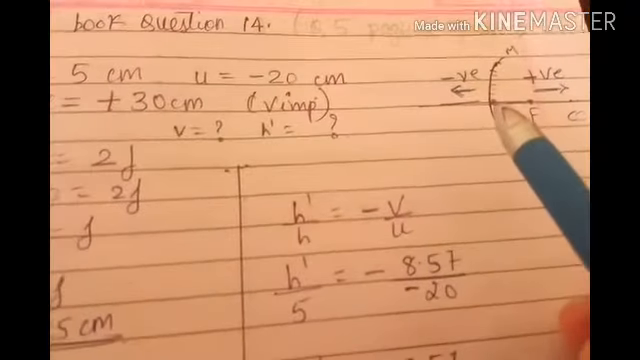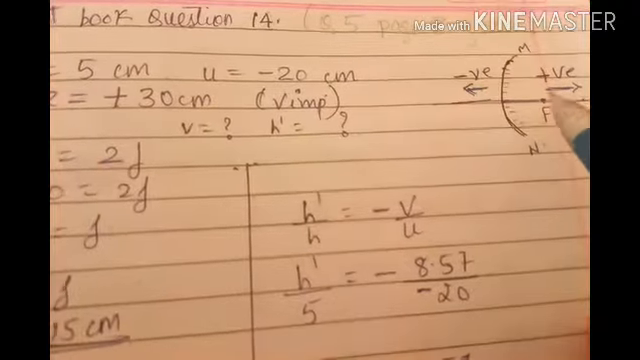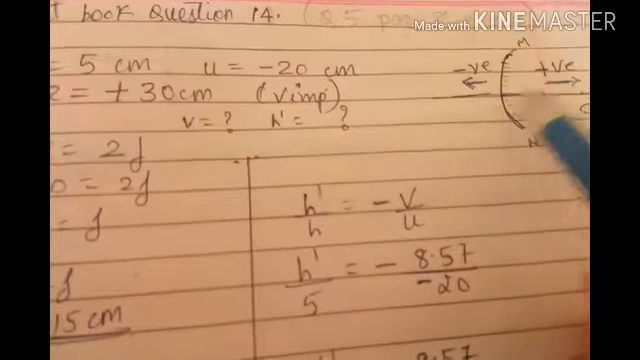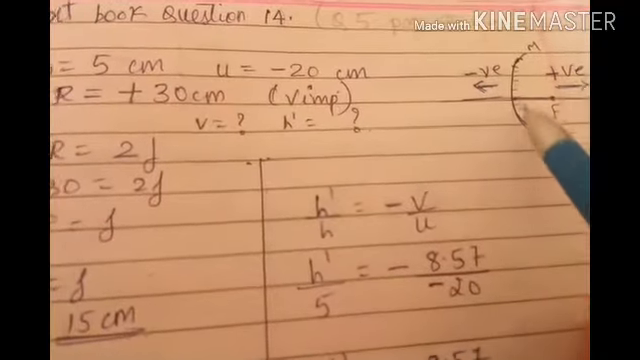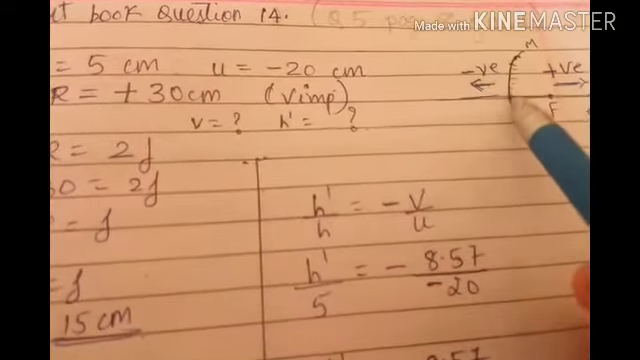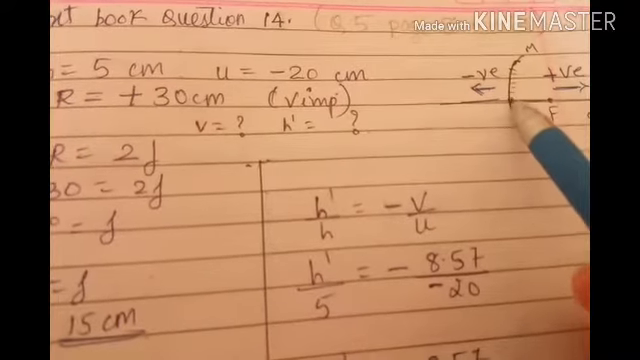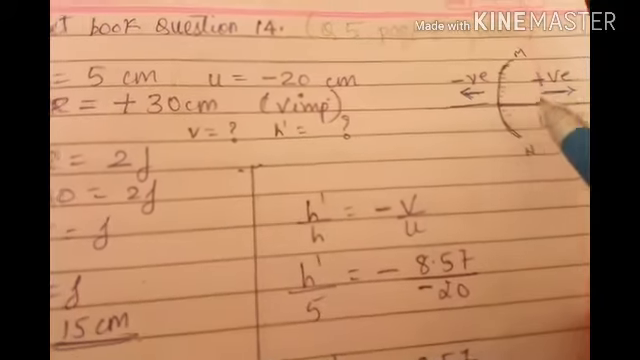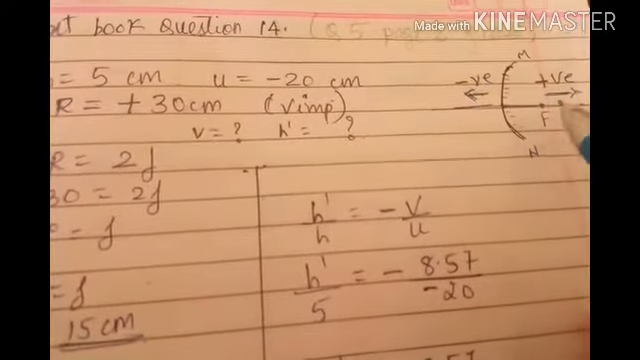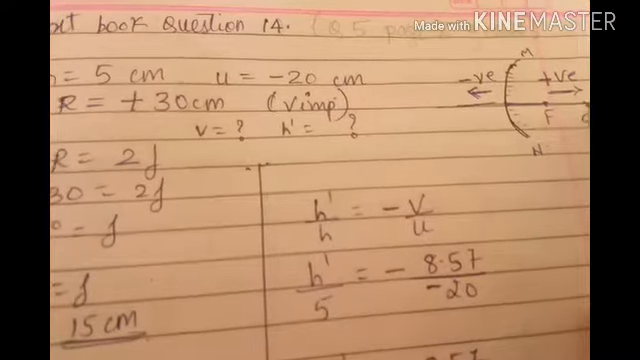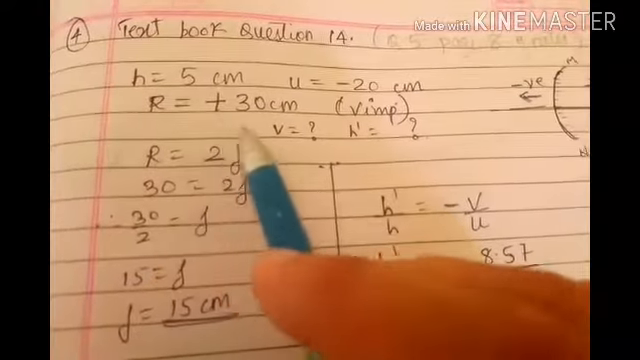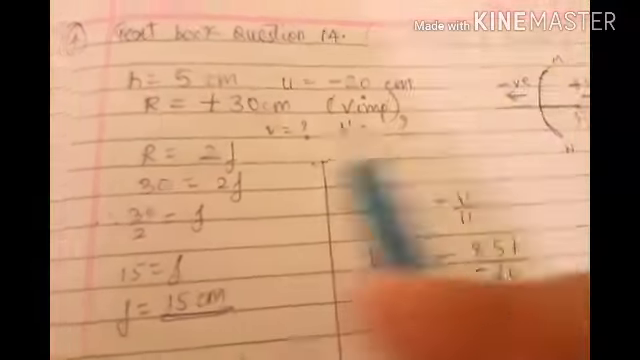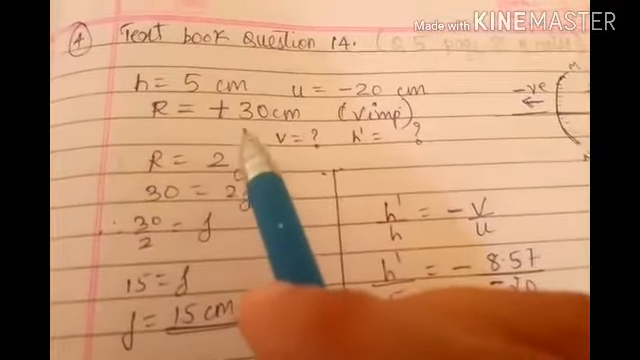Why? Because the focus of a convex mirror is present on the right hand side, on this positive side. If you consider this as the origin, this is the pole of the mirror. So from the pole of the mirror, all these are positive distances. The focus is on this side, the radius of curvature is on this side, the positive side. Hence r is equal to plus 30. If the same question was asked for a concave mirror, we would have taken r is equal to minus 30.